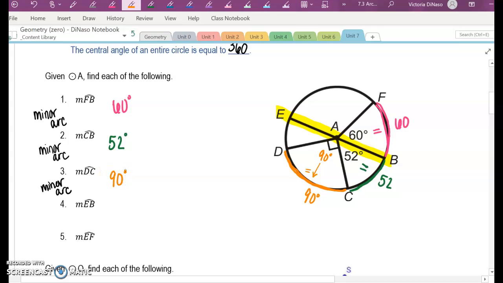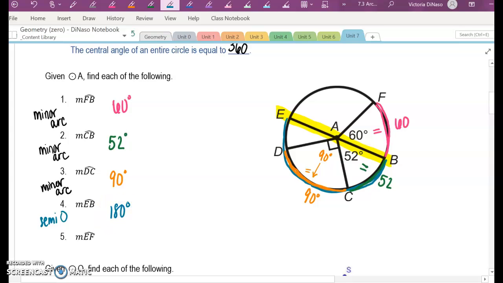The next thing that we're looking for is the measure of arc EB. So notice that from E to B, it doesn't matter which way you go, that whole thing is a semicircle, no matter which way you go from E to B. So semicircles can either be named with two letters or three letters. Knowing that it's a semicircle, it's always 180 degrees.